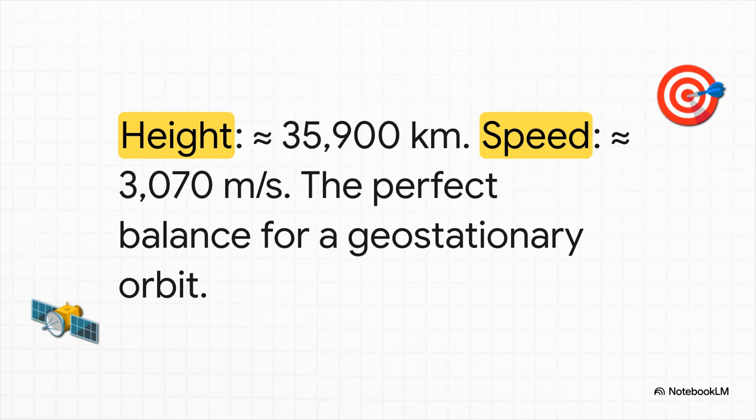And here they are, the magic numbers. To stay geostationary, a satellite has to be at a super-specific altitude, about 35,900 kilometers up, and be blazing along at over 3 kilometers a second. If it's a little too high or low, or a little too fast or slow, the whole thing's off. It's an incredible display of precision engineering.